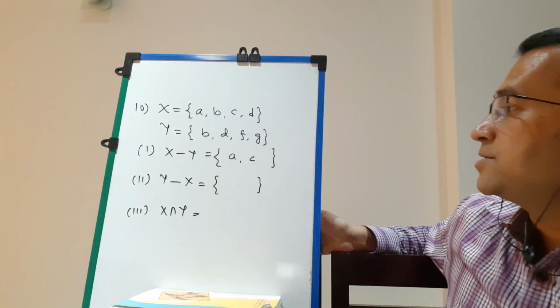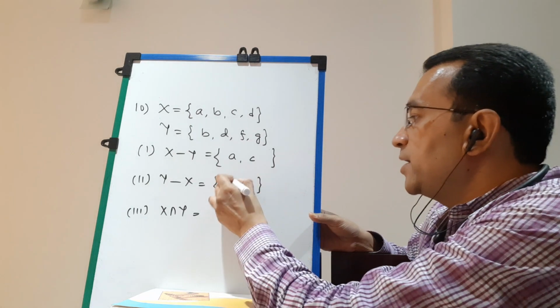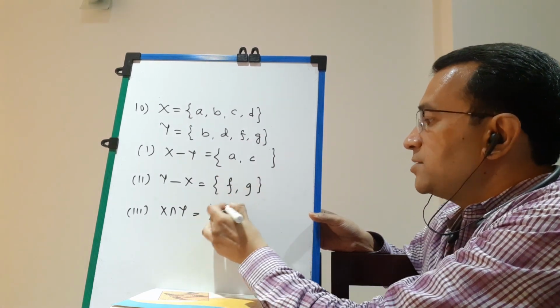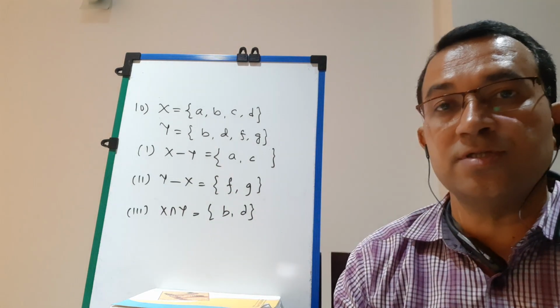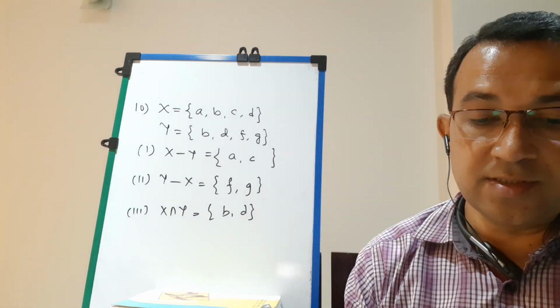Now find Y minus X. So remove B and D from Y, and I will get F, G. And X intersection Y is of course B and D. This is your answer, students. Carefully observe. This is your answer.